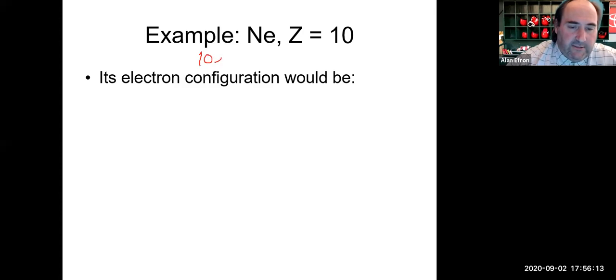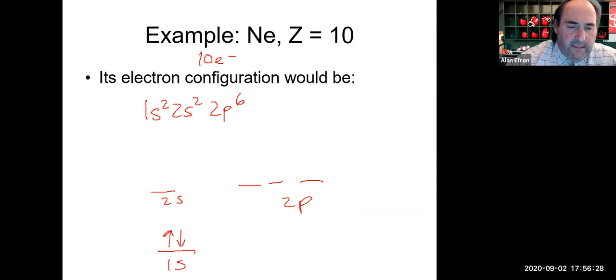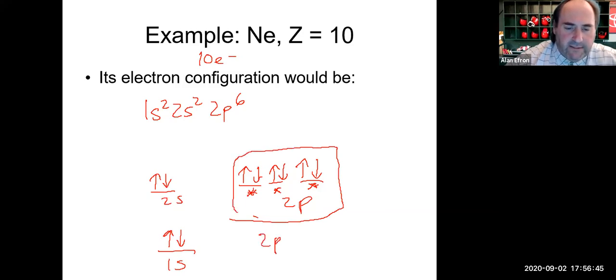So 10 electrons. And again, 1s2, 2s2, 2p6 at this point. And filling in 4, 5, 6, 7, 8, 9, and 10 electrons. You can now see that all these individual orbitals are filled. We have now filled our 2p subshell. And at this point, if we needed more electrons, we would have to go to the next guy in line.